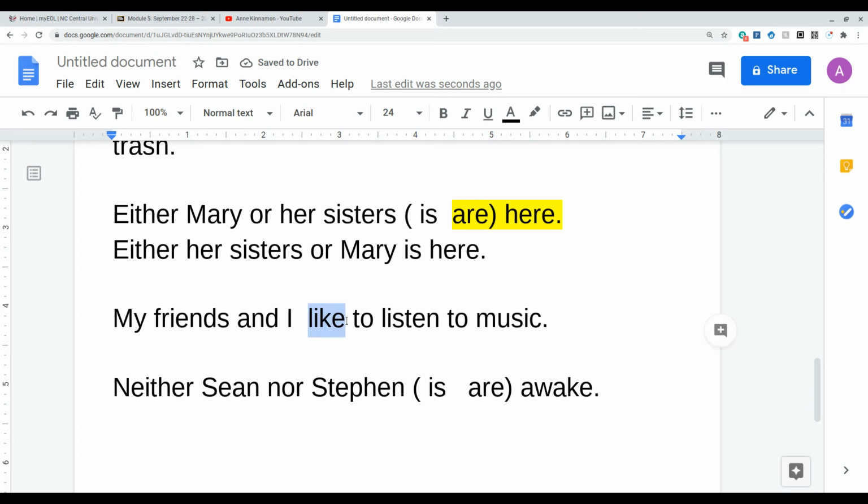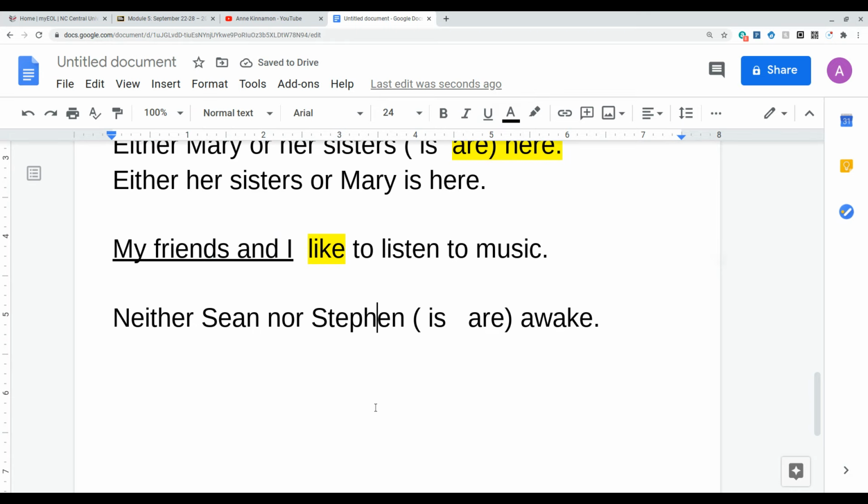So notice like is what we are doing. So that is my action verb. And who or what like to listen? It's my friends and I. And that is plural. And that is my whole subject.